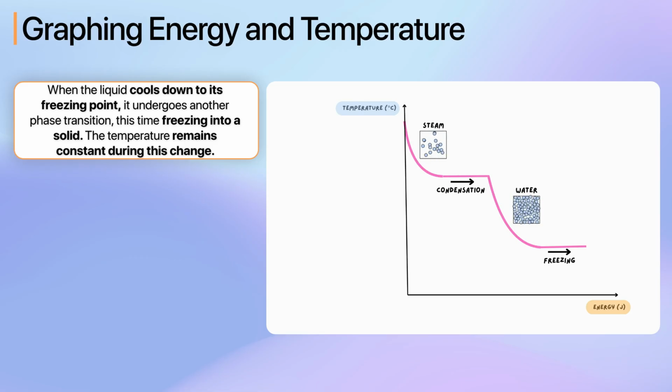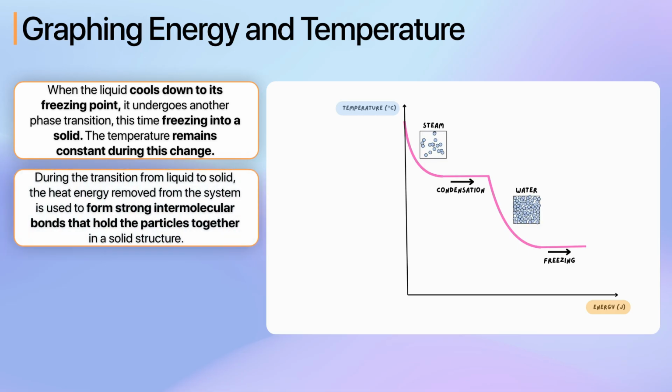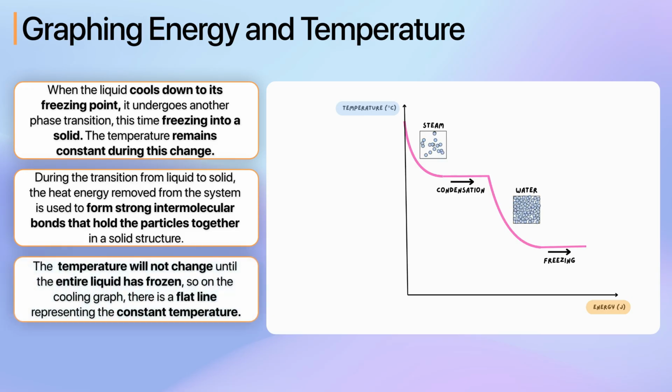Just as with condensation, the temperature remains constant during this phase change. During the transition from liquid to solid, the heat energy removed from the system goes into forming the strong intermolecular bonds that hold the particles together in a solid structure. This means the temperature will not change until the entire liquid has frozen. So, on the cooling graph, you will see a flat line representing the constant temperature.